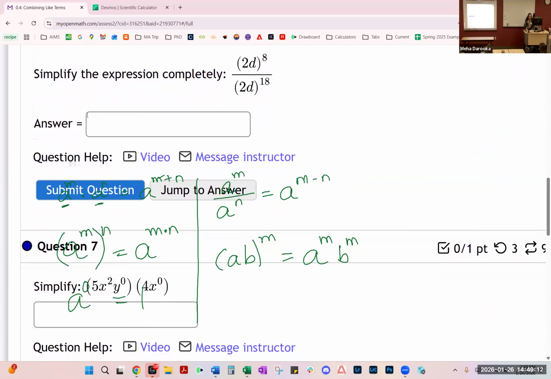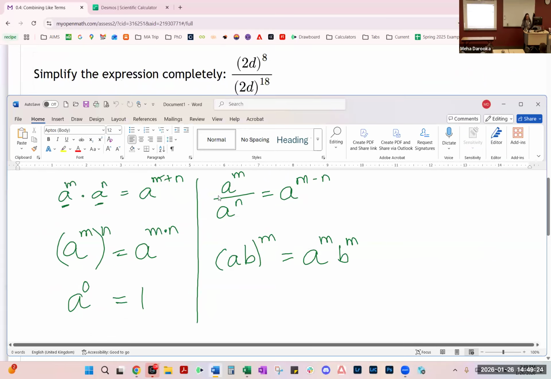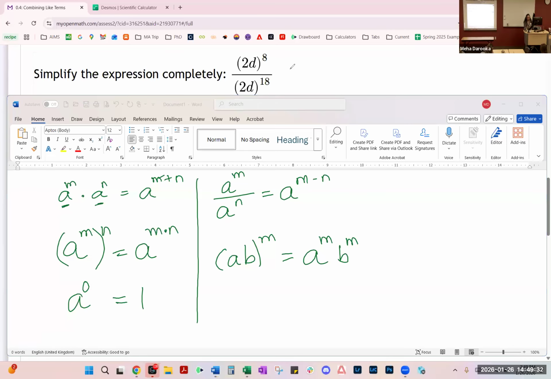2d whole thing raised to the 8th power over 2d raised to the 18th power. Now 2d and 2d is the same between the numerator and denominator. So technically, we can apply the quotient rule because the base is the same, right? It's 2d and 2d. So you can actually go directly into the subtraction part of it. So we can say, okay, 2d is my base, and I have 8 on the top, 18 on the bottom.